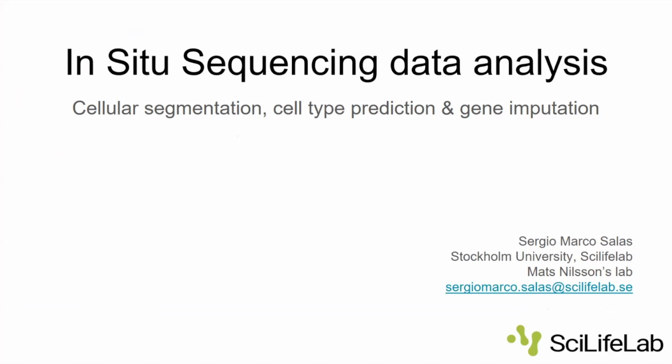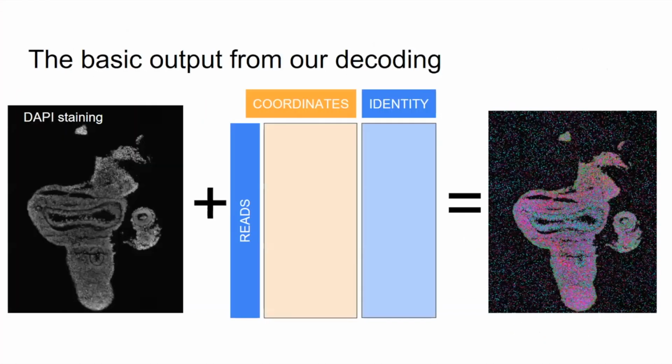Starting with the first one, I'll just add a slide of what is the basic output of the decoding of in-situ sequencing data and all the image-based spatial transcriptomic methods. Basically what we get is a CSV containing the X, Y, and potentially Z positions of the spots, like here, and then the identity of every spot, plus some additional quality metrics sometimes.